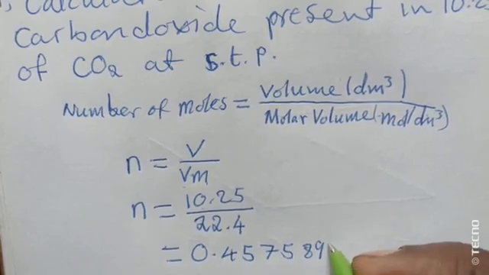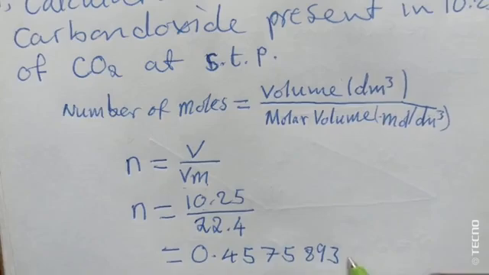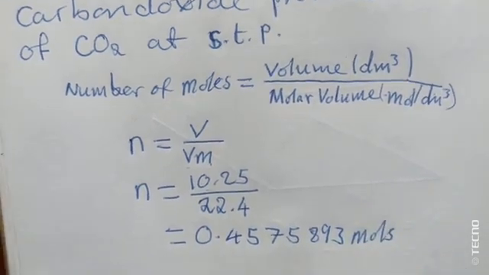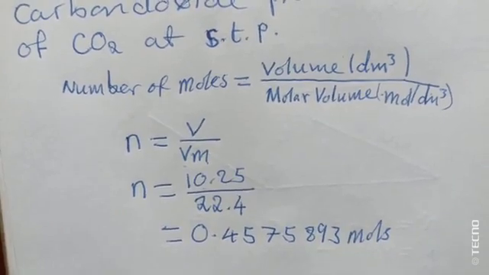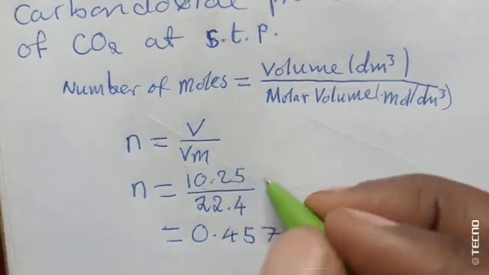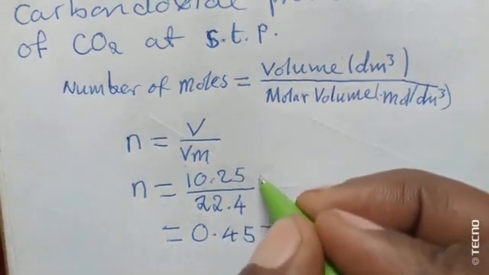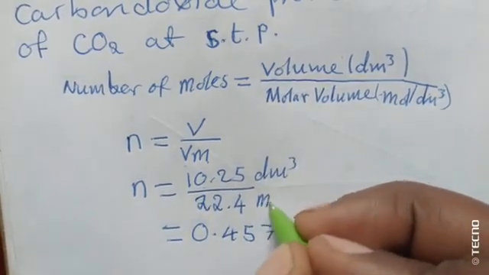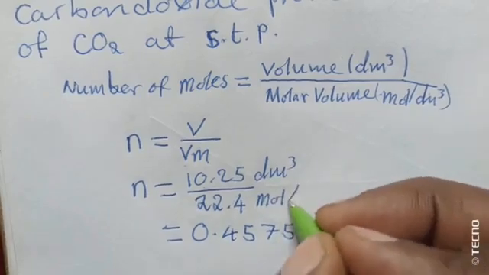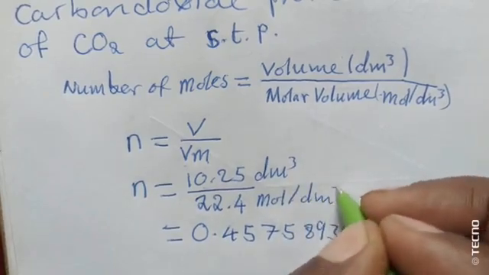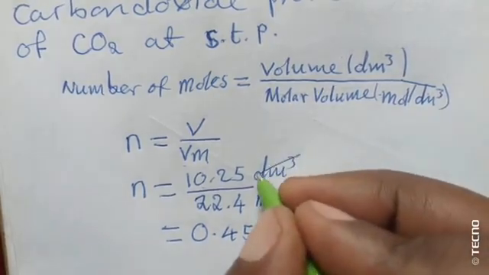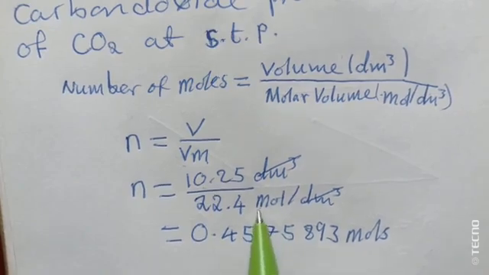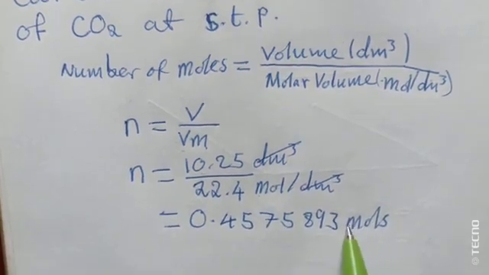0.457589, so we are going to round off to 3. So like this, mole, so that is the unit. For you to write this unit, here we've got decimeter cube, and there we've got mole per decimeter cube. So this decimeter cube and this decimeter cube will cancel out, so you remain with mole, which is the one that I've indicated there.